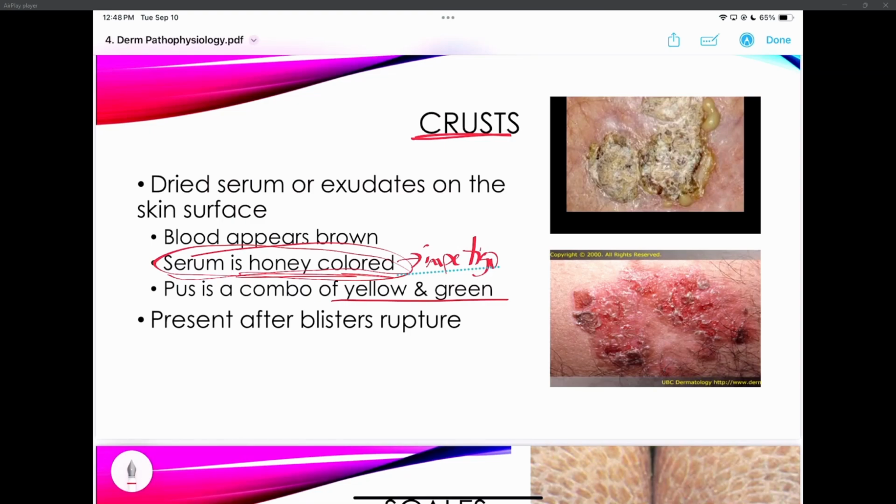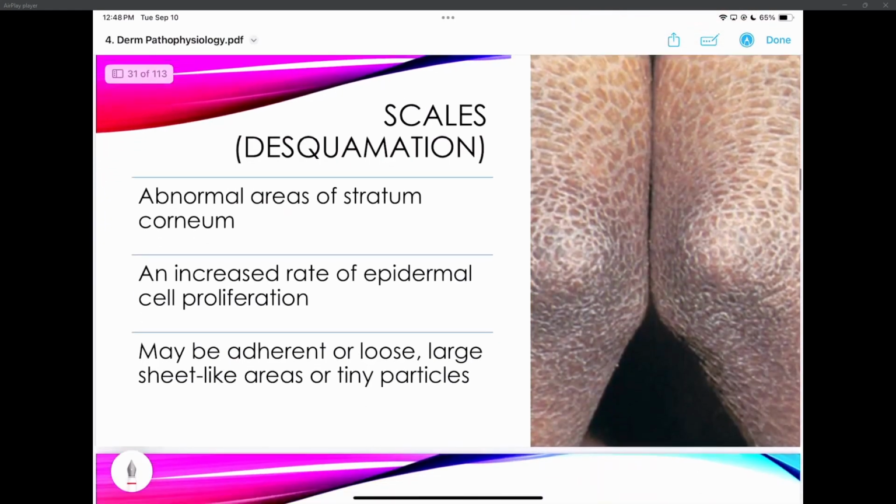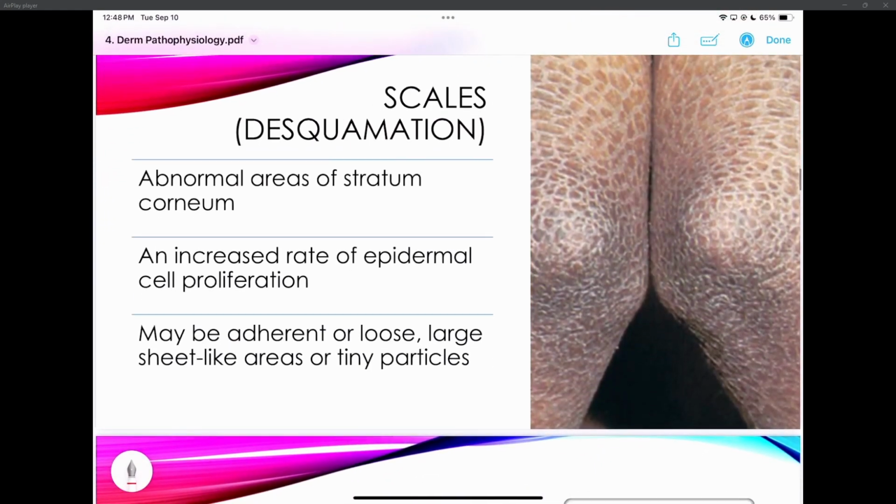Crusts are also present after blisters rupture, because they have all this exposed layer of skin underneath it, and they can cause problems. This is scales, also known as desquamation. Abnormal areas of the stratum corneum. Okay, so this is epidermis. That's where the stratum corneum is. Increased rate of epidermal cell proliferation, causing these scales to form, or desquamation. Maybe adherent or loose, and they can just peel off your skin. Kind of like a sunburn. When it heals up, you can peel your skin off of you from that.